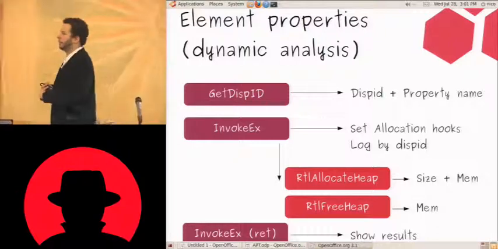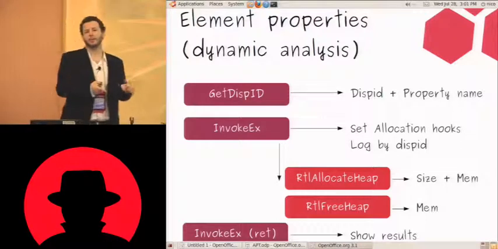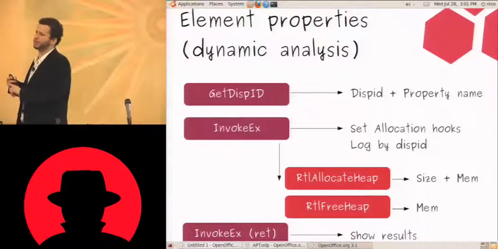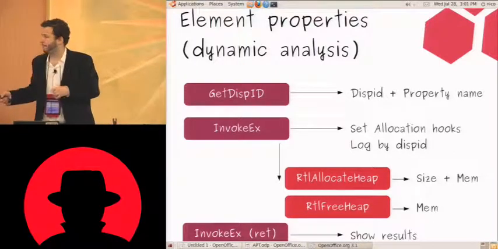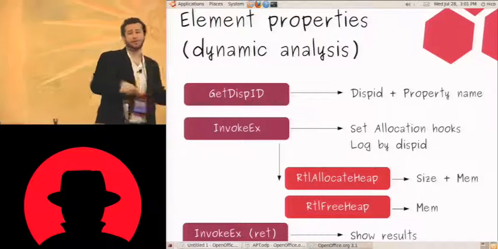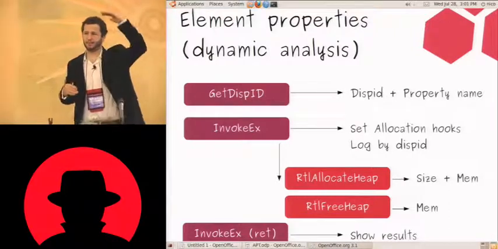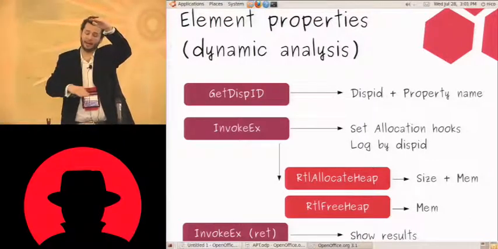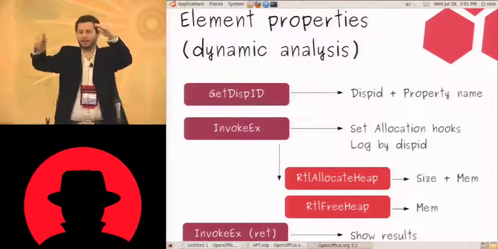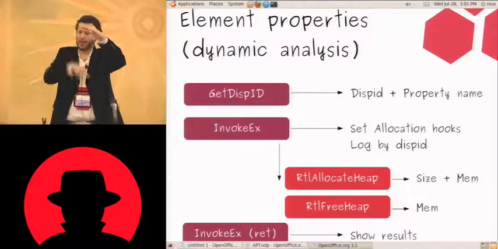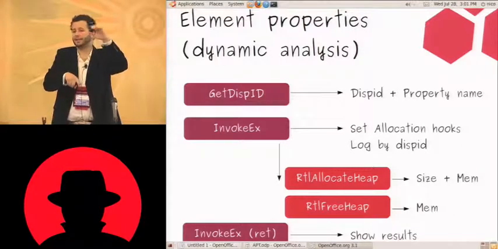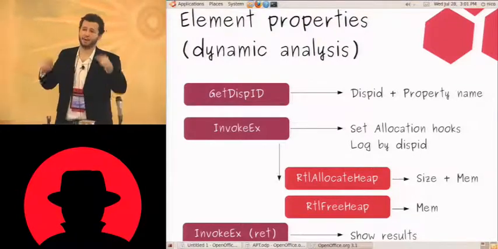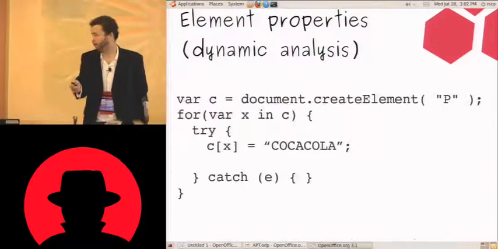The RtlAllocateHeap hook is going to give us the size of whatever is allocated during that method or property. And then we have RtlFreeHeap, which is the one that's going to free that memory. And finally, at the end of Invoke, because we have a breakpoint at the beginning of Invoke setting the hooks for all the allocations, we are also setting a hook at the end. So whenever that gets triggered, we unset all those hooks, and then we have a nice list of things that happened during that Invoke, which is what we're looking for.